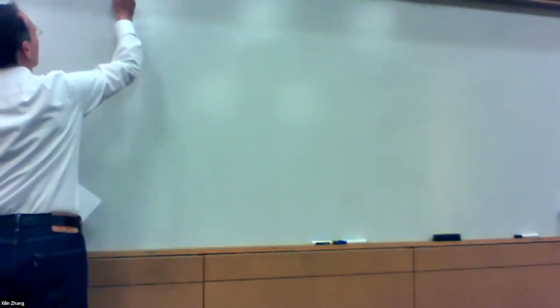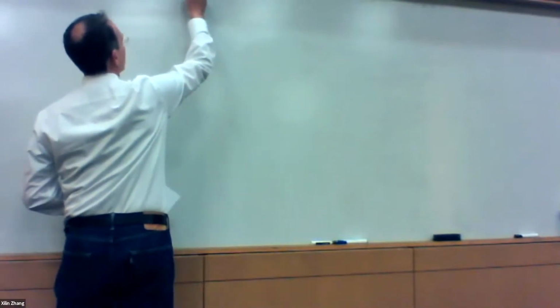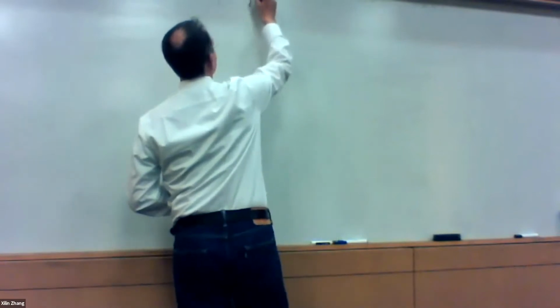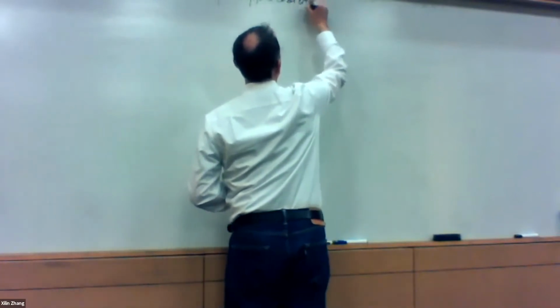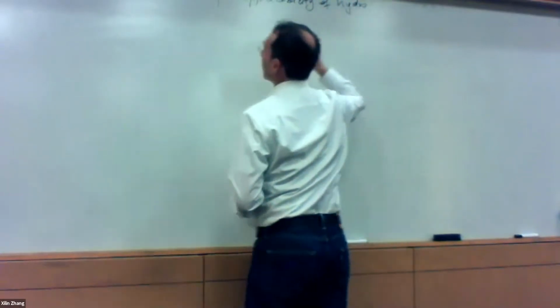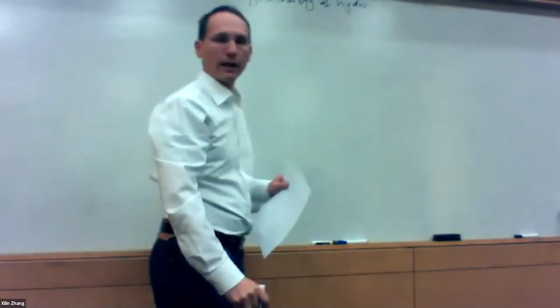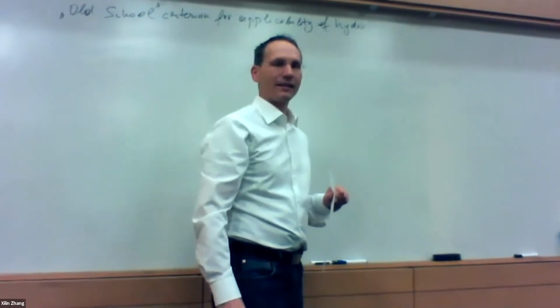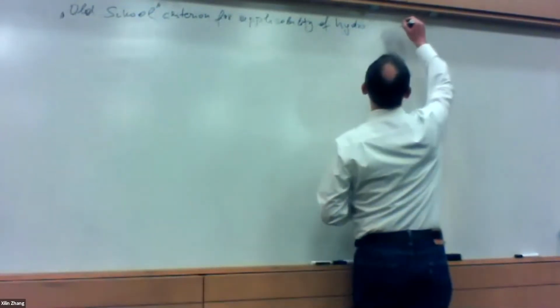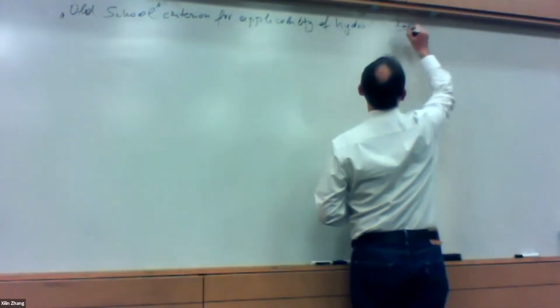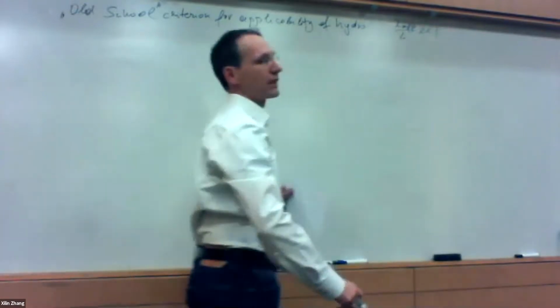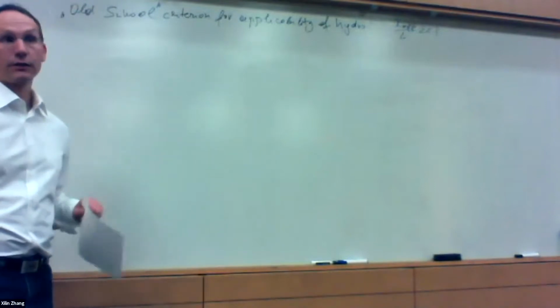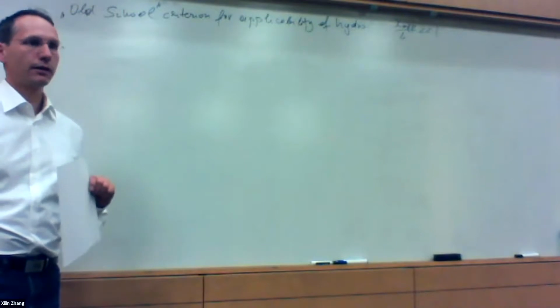Sorry for the disruption. Okay, so just to reiterate that point here. There is what I would call an old school criterion for the applicability of hydro. And I will put this under quotes because different people may have different views. That is simply that if you have a system that has a local mean free path lambda_mfp over the system size, that ratio has to be much less than 1. If you open a textbook on fluid dynamics, that's the criterion that people have been using for decades, essentially.